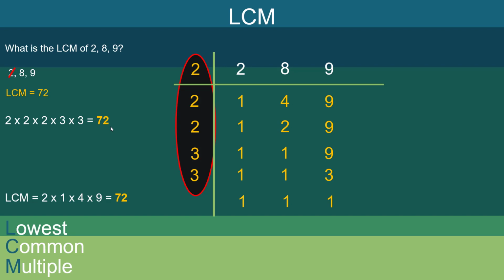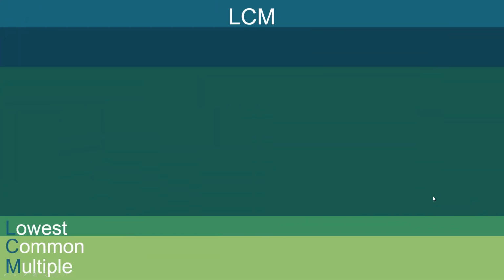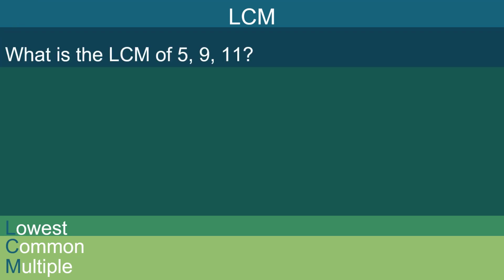If you look at all these methods, you can clearly see that the first method is the easiest and the quickest way to find the LCM. Let me do a couple more questions. Let's find the LCM of 5, 9, and 11.